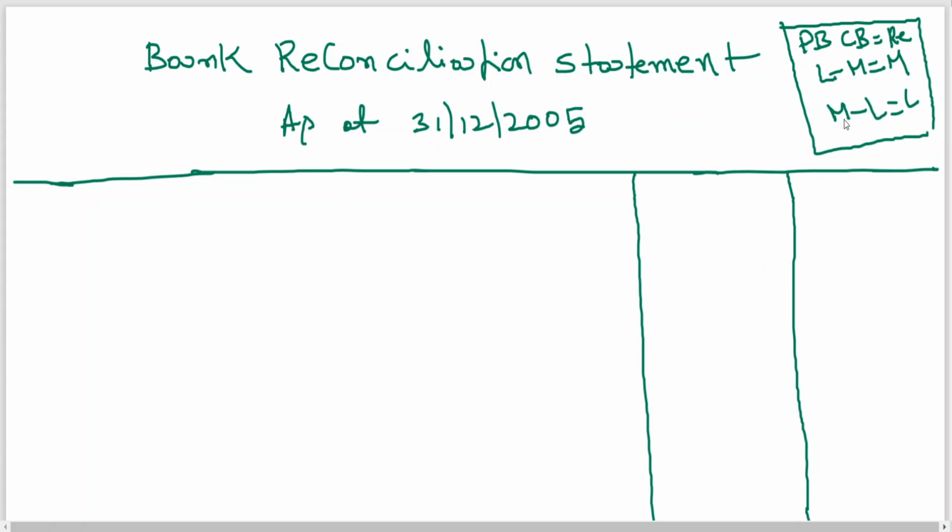If the passbook is showing more and the cash book is showing less, in order to make the passbook balance equal to the cash book, it is to be subtracted. This I have told you a number of times. Last 3 classes I have been telling you.